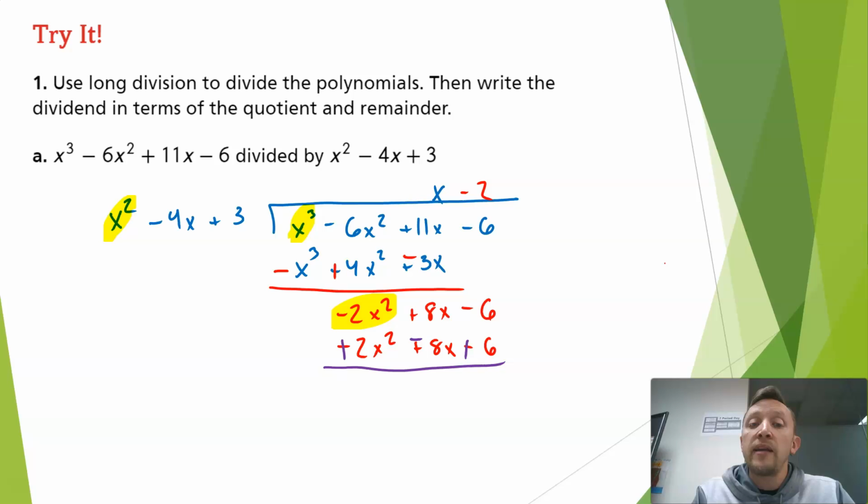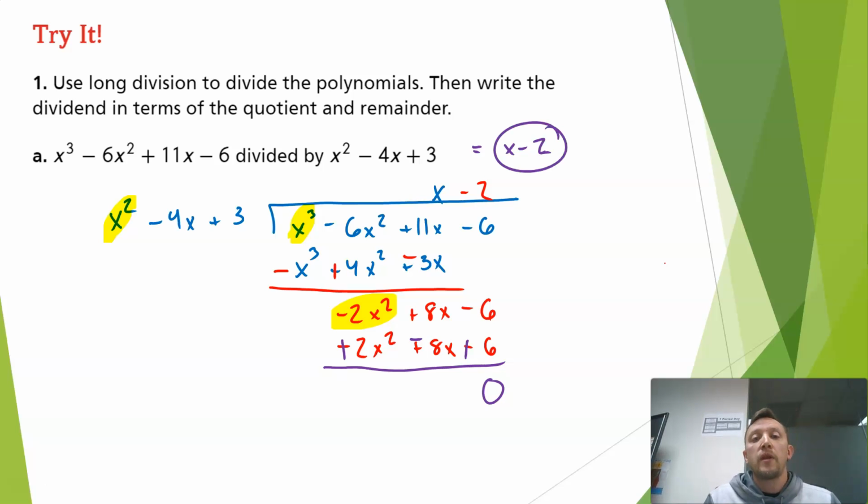And so when we combine those, negative 2x squared plus 2x squared, that's 0. 8x minus 8x is 0. Negative 6 plus 6 is 0. We don't end up with a remainder. So our answer when we divide those is just x minus 2. A long process, I understand.